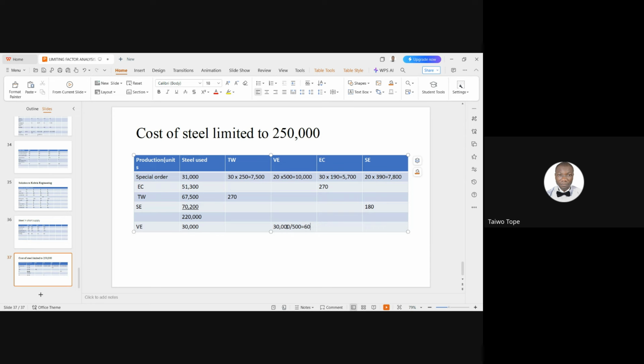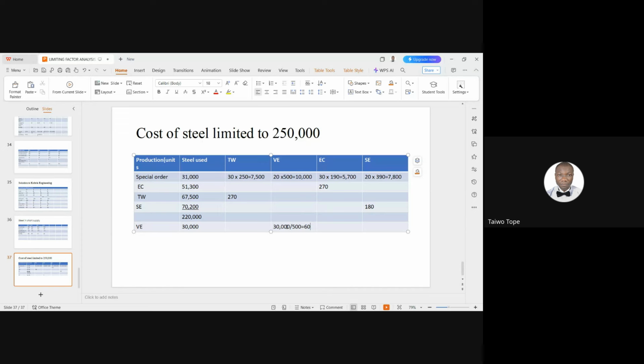As simple as ABC. It's 60. Yes, it's 60. Ask me questions if it is not clear. Everybody, do you know why it is 60? I just divided 30,000 by 500.